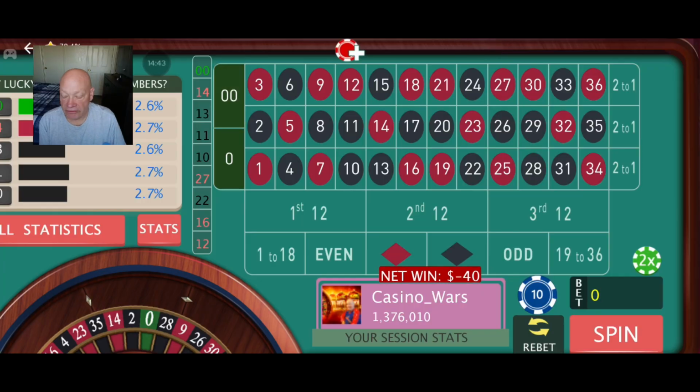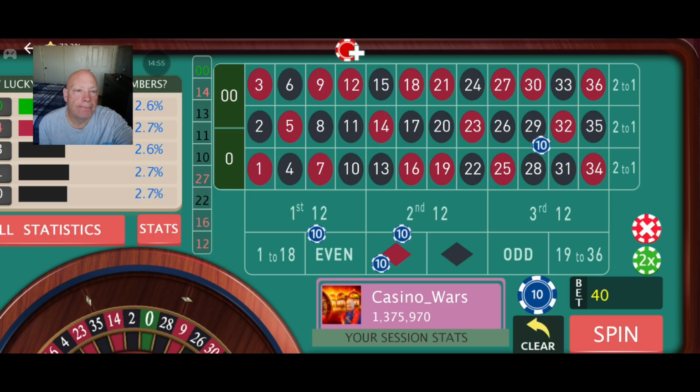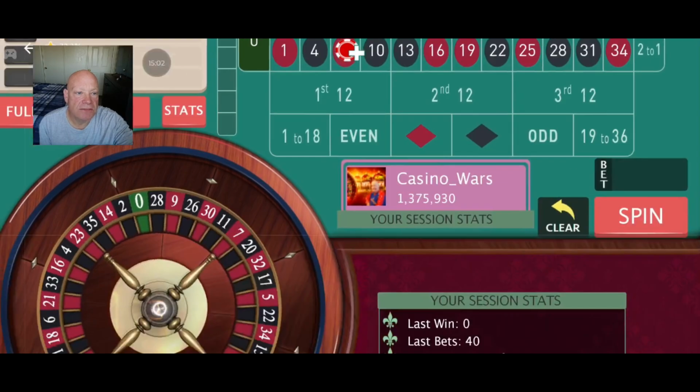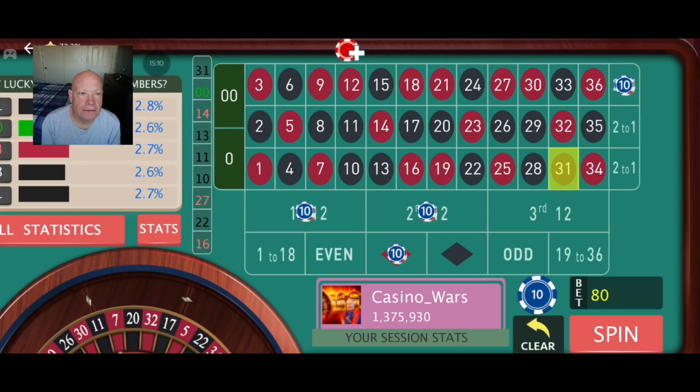So this is going to be the first time we're going up. And with losses, what we're going to do is rebet, and all we're going to do is increase it by 1 unit. So the first time I'm just going to double it and we spin. It's a 31 black. All right, that's another full loss.